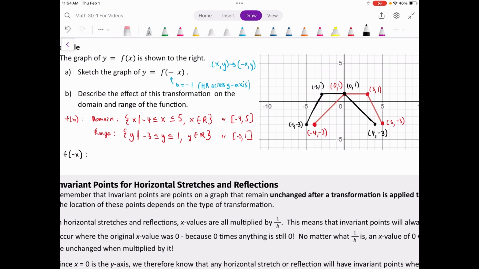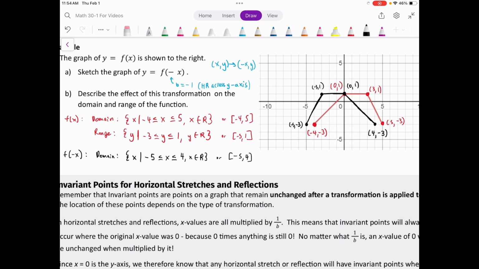Okay, so our new domain is the set of all x's such that negative 5 is less than or equal to x, which is less than or equal to positive 4. And x is an element of the real numbers. In our interval notation, we could say that as from negative 5 to positive 4.